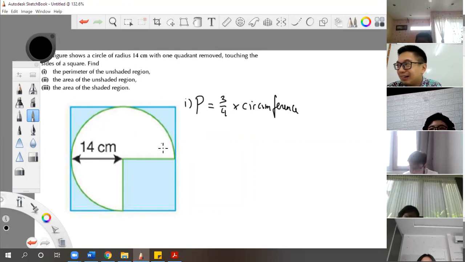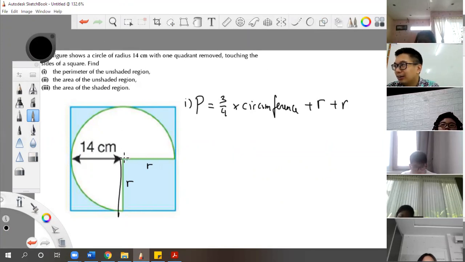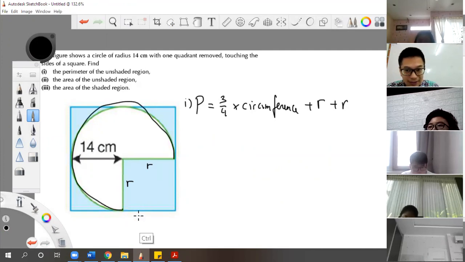Tapi belum selesai guys. 3/4 cuman begini, ya kan? Plus by 14 plus by 14, ya plus by r, right? Ini r-nya juga. So kita harus consider apa aja? Considering straight line-nya juga ada. Nggak cuman ini, kalau ini ya 3/4 of circumference aja.